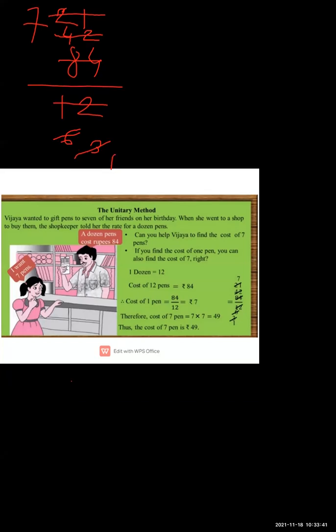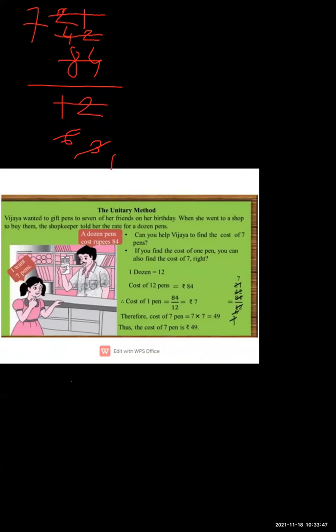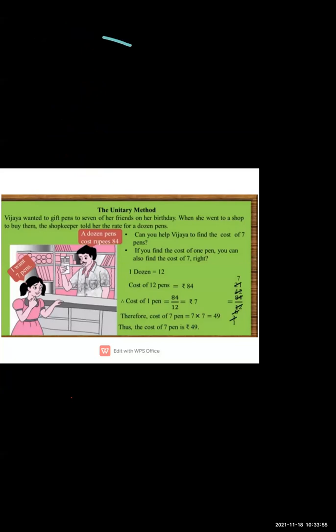Price of one pen is rupees 7. Here we have done the division method, but you will not understand how the answer has come, so I have done it here for you. So the price of one pen is rupees 7.